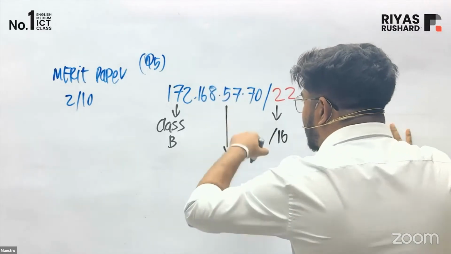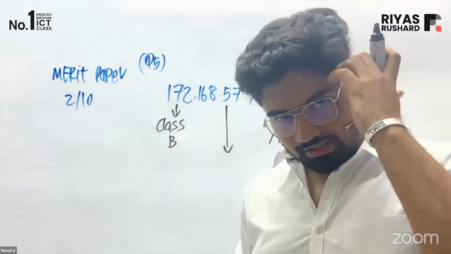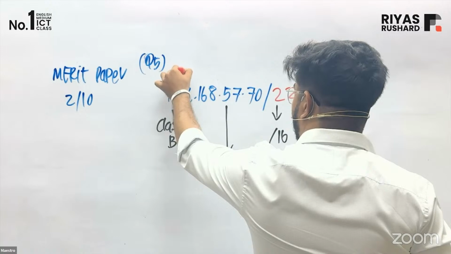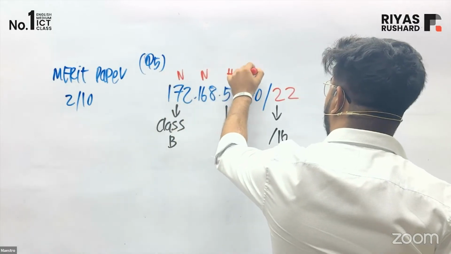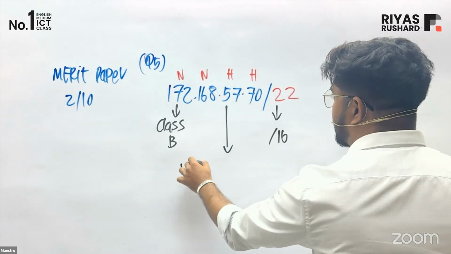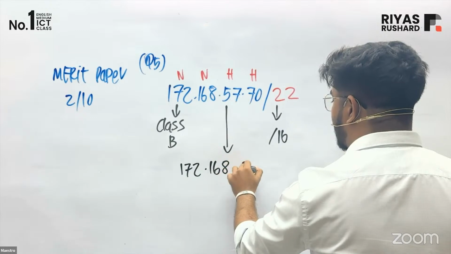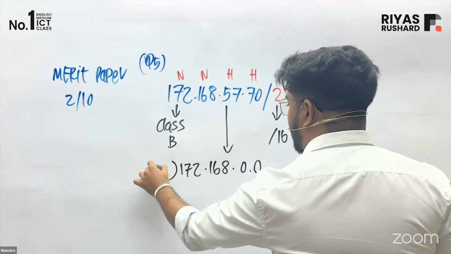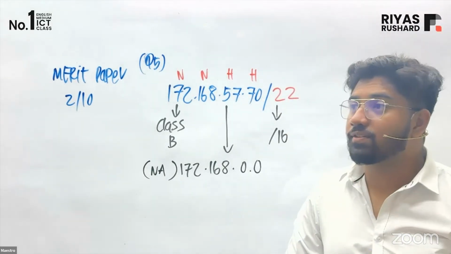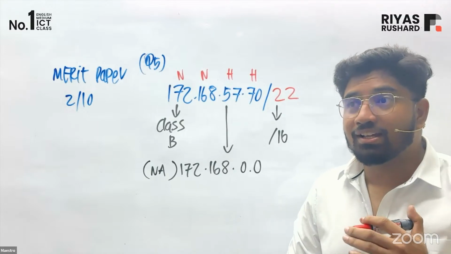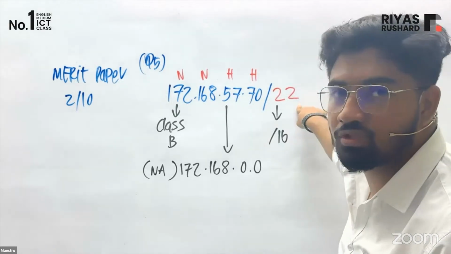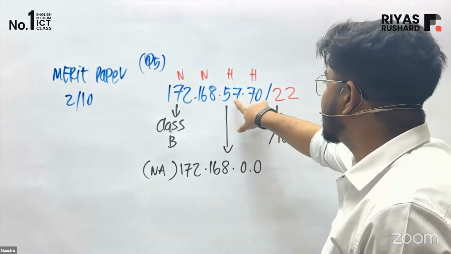Also write the default network address of this IP address. What is the default network address? You will have network, network, host and host. It is 172.168.0.0. This is our default network address. Do you all agree with me? All good to go? Sounds good. Then this class IP address /16 becomes /22. This number has come into this.